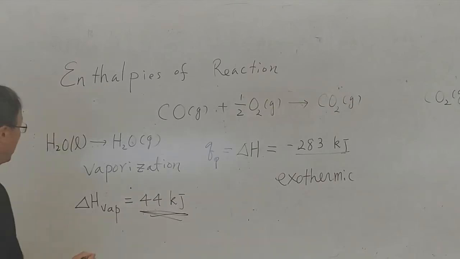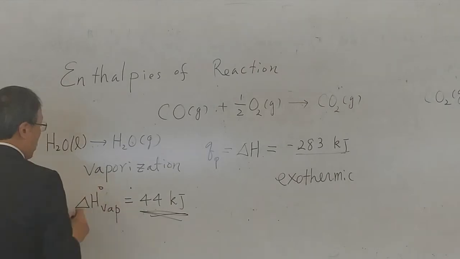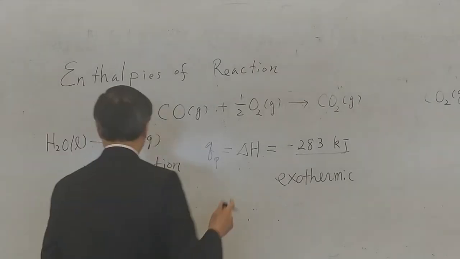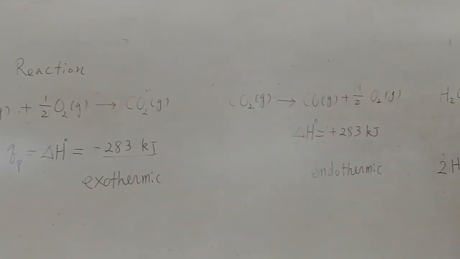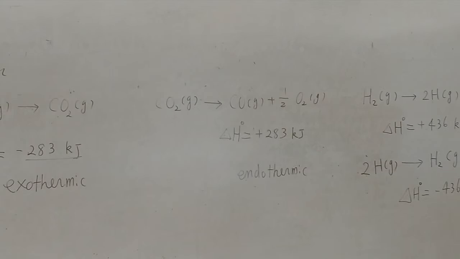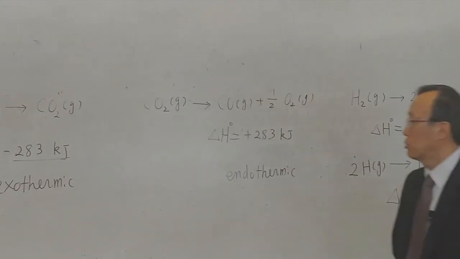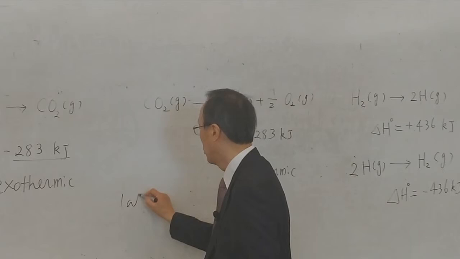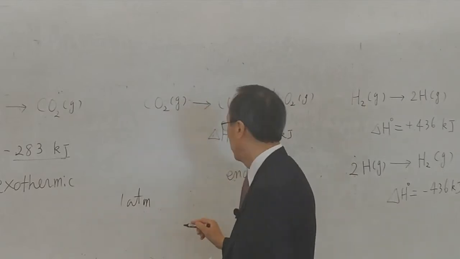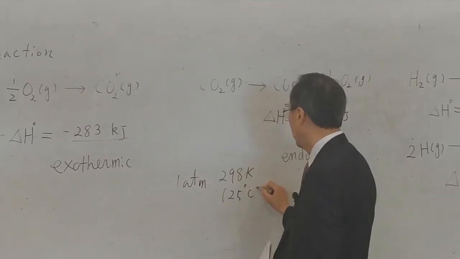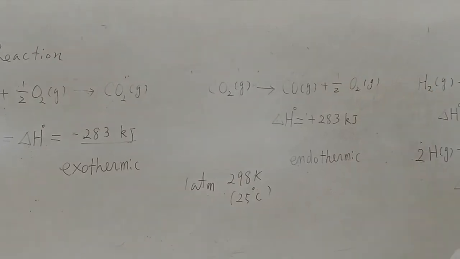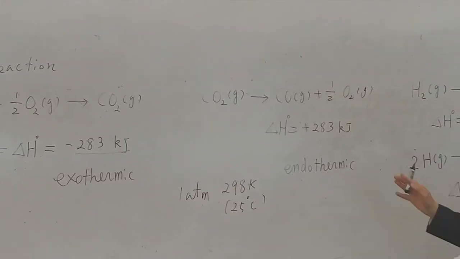So in all these cases, we put a superscript, delta H0. Zero indicates this is a standard state enthalpy. Standard state means 1 atmosphere, 298 K, and 25 degrees. So at the standard state, we designate delta H0, 283. Okay.